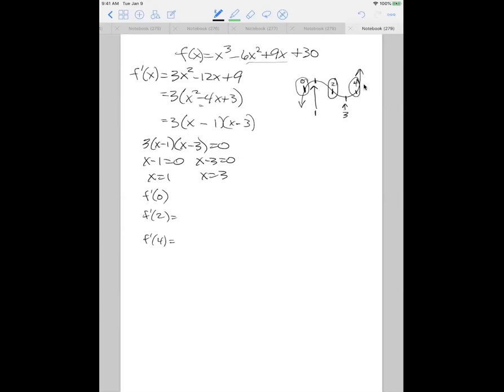Give yourself a little room when you do these. Make sure you do that. F prime of 0 is going to be the most straightforward, right? So we've got f prime of 0. We've got 0. I'm plugging it into the first derivative function.